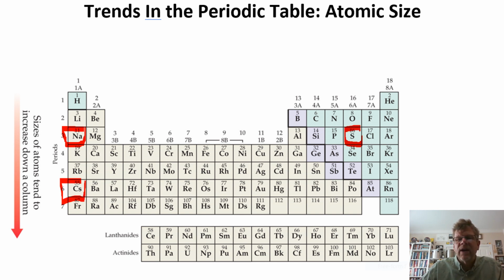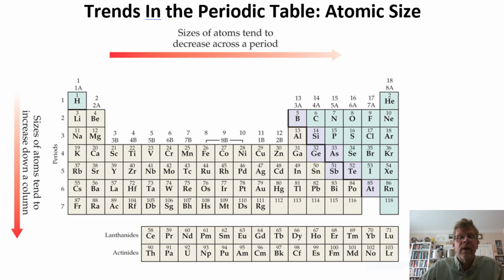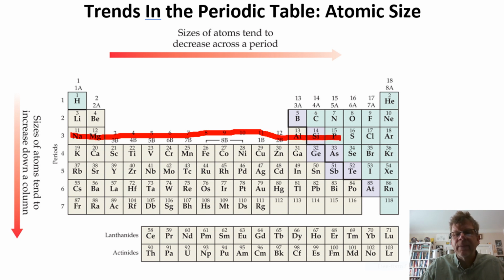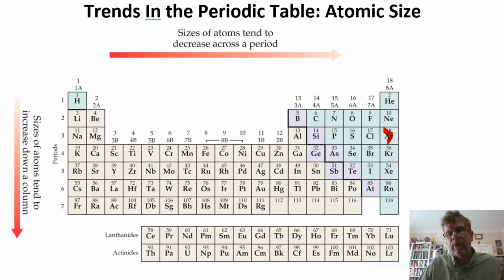Sulfur would be a larger atom than, say, oxygen, and so on and so forth as we move across this. Going across a row in the periodic table, the sizes of atoms tend to decrease across that row. So as we're moving along here on any particular row in the periodic table, each successive element we encounter, their atoms are smaller and smaller and smaller. And there's a number of different ways of looking at this, some that actually make sense, some that don't.